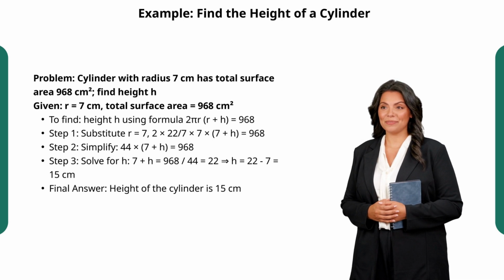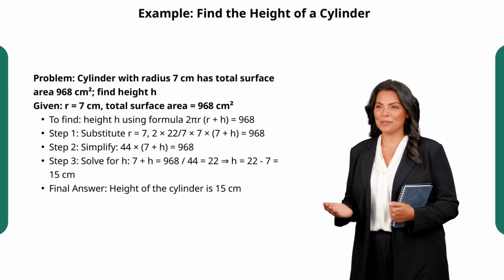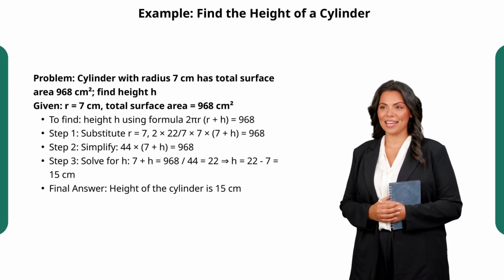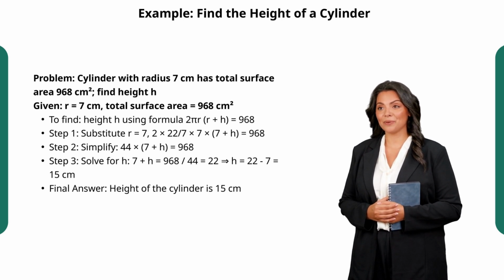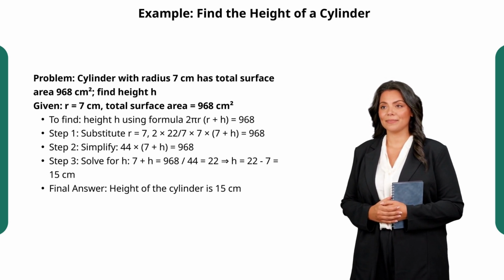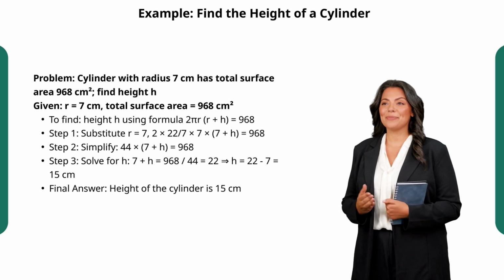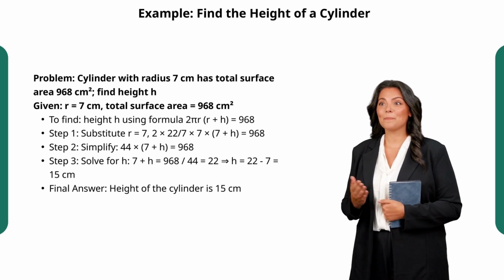Simplifying, this becomes 44 times (7 plus h) equals 968. We divide both sides by 44 to get 7 plus h equals 22. Finally, subtract 7 from both sides, leaving h equals 15 centimeters. This shows how understanding formulas and algebra work hand in hand. Don't be intimidated. This is a step-by-step problem, where breaking down equations helps solve unknowns.